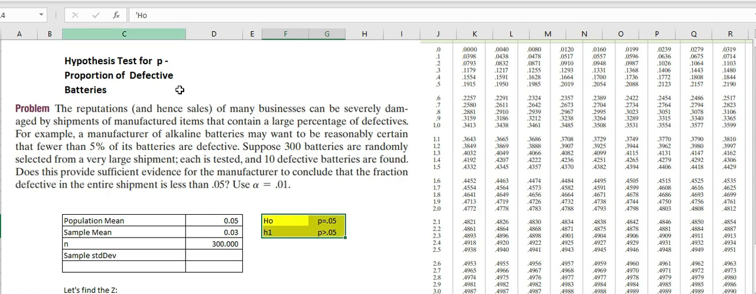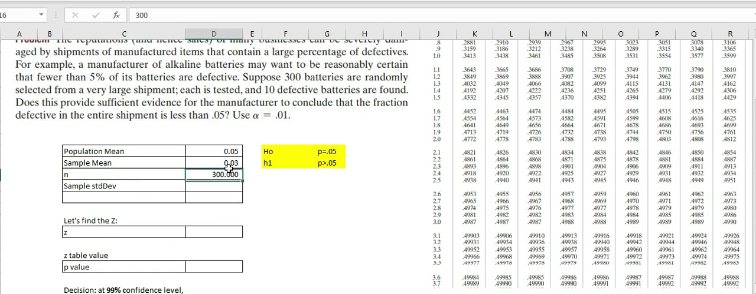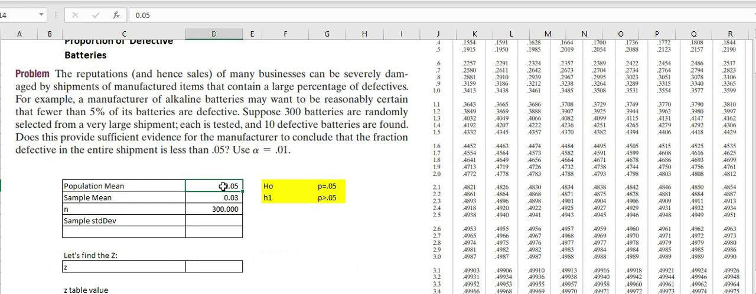So it goes straight into computing. How did I get the 0.05? It is here. Again, you may pause the video and read the problem here. And the sample proportion is 0.03. How did I get the 0.03? We have here 300 samples, right? Suppose 300 batteries are randomly selected. So 300 is the total sample size.